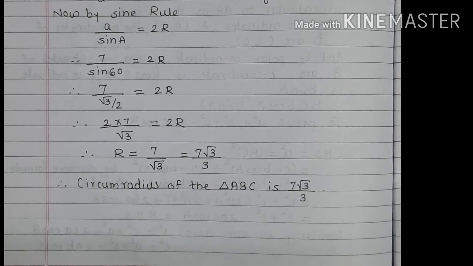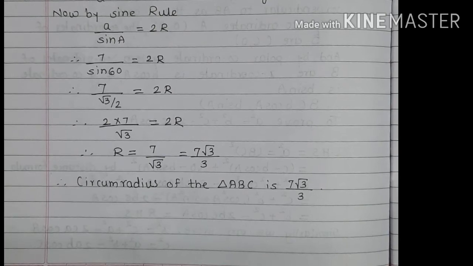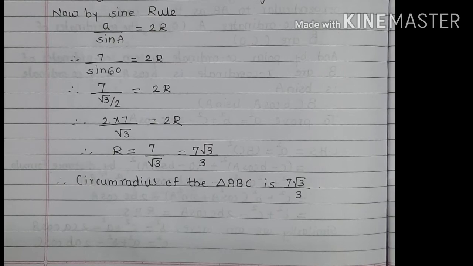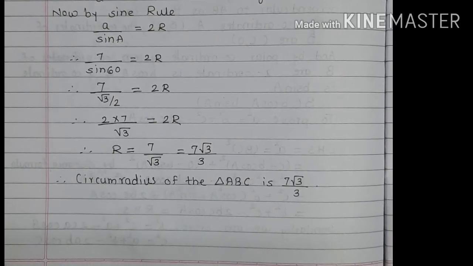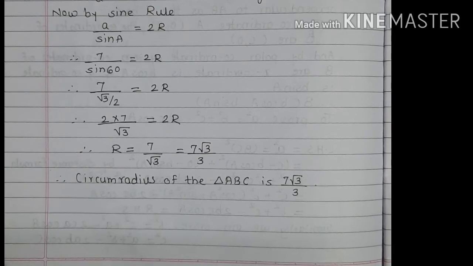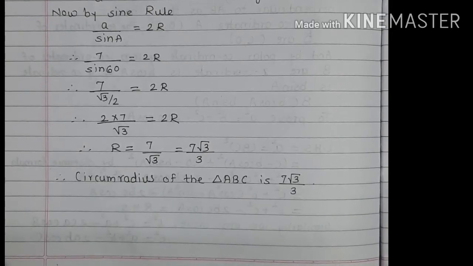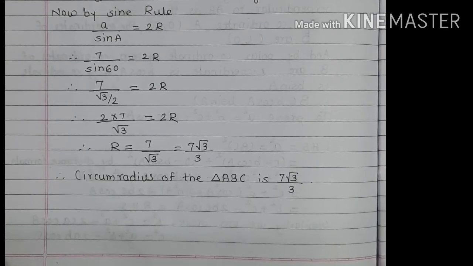The denominator's denominator goes to the numerator. Therefore 2 into 7 upon root 3 is equal to 2R. 2 will get cancelled from both sides. Therefore R is equal to 7 upon root 3. Now rationalizing the denominator, we get R is equal to 7 root 3 upon 3, which is the circumradius of the triangle ABC.